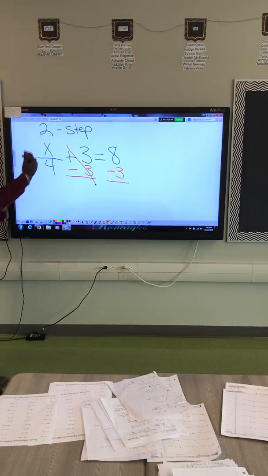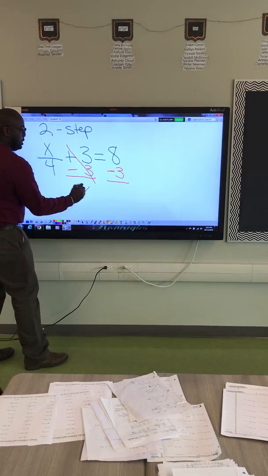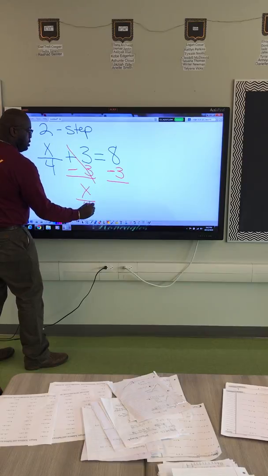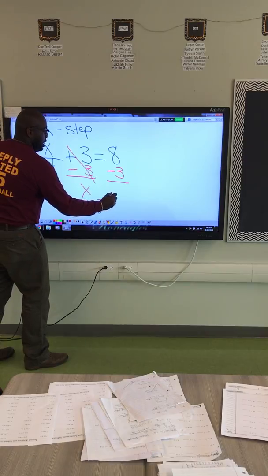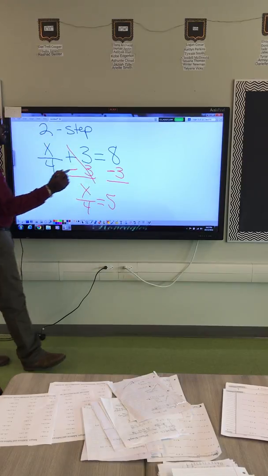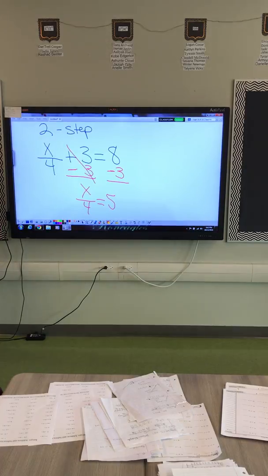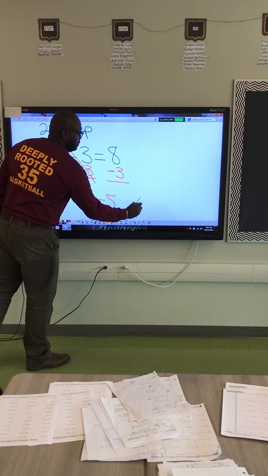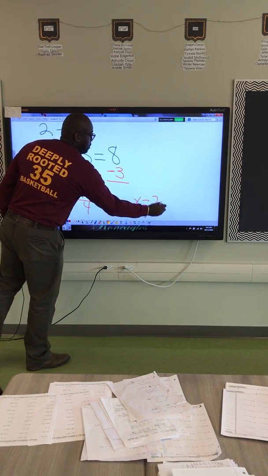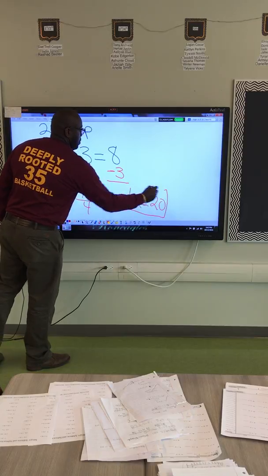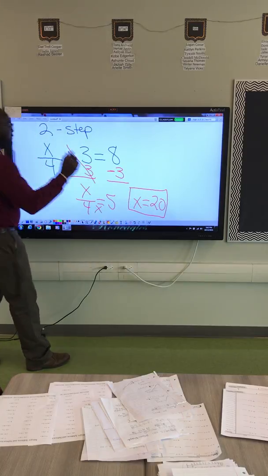Now we're going to clean it up, rewrite what we have. X over 4 equals 8 minus 3 is 5. Now you're back to the one-step problems that I just did. So X must be, good. X is 20. Because you multiply 4 times 5.